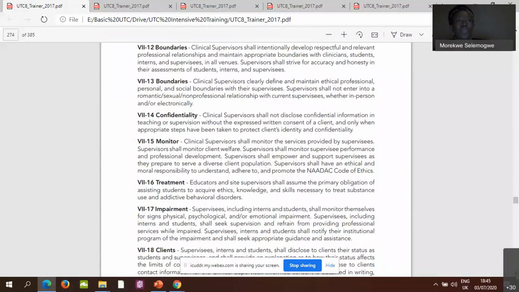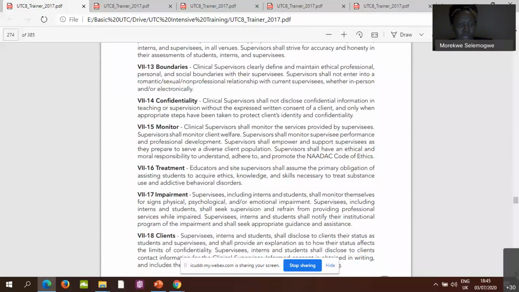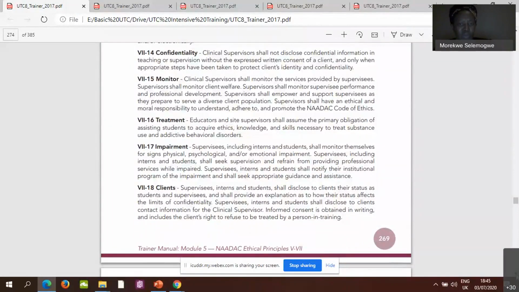So it's important to set a time where you actually discuss cases. If there are any ethical dilemmas, you also discuss those to ensure that you know the services your supervisees are providing, and most importantly, to monitor the client's welfare. Treatment educators and site providers shall assume the primary obligation of assisting students to acquire the ethics, knowledge, and skills necessary to treat substance use and addictive behavioral disorders. As part of clinical supervision, you could have a workshop where you provide different topics, ethics being one of those.